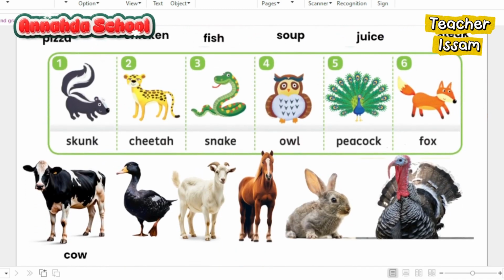Then we have the animals. First animal is skunk, then cheetah, number 3 snake, number 4 owl, number 5 peacock, and the number 6 fox.